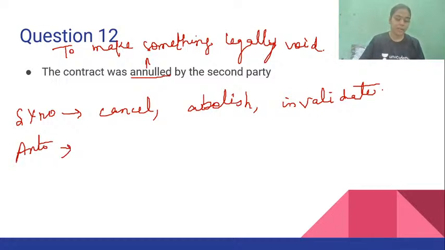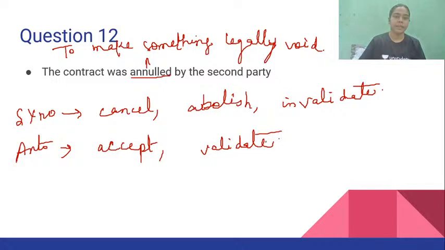What can be the antonyms? Accept, validate.